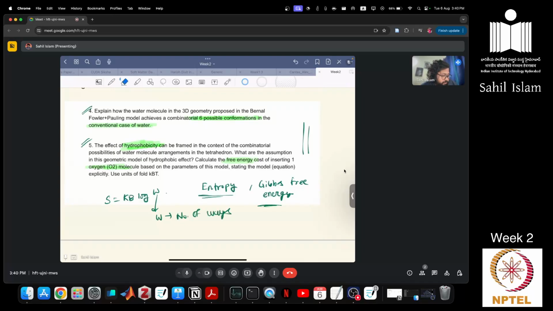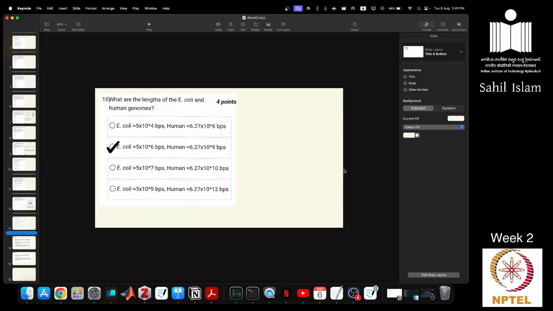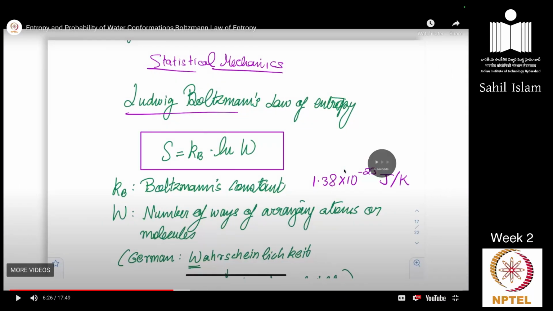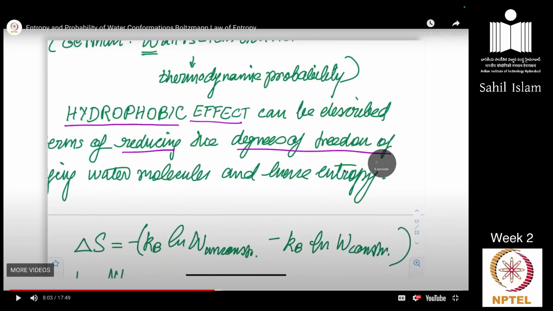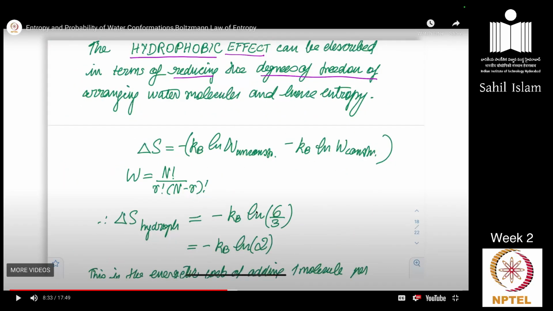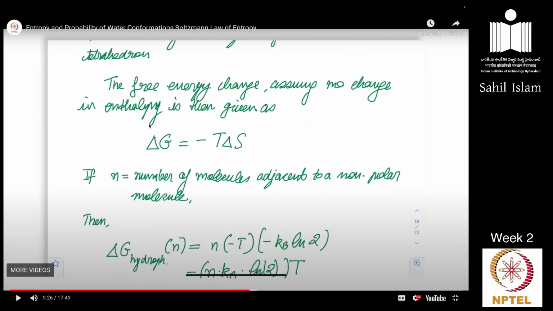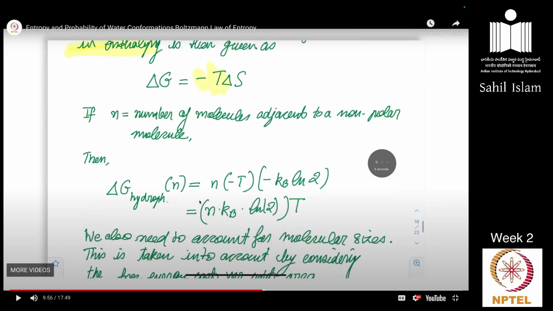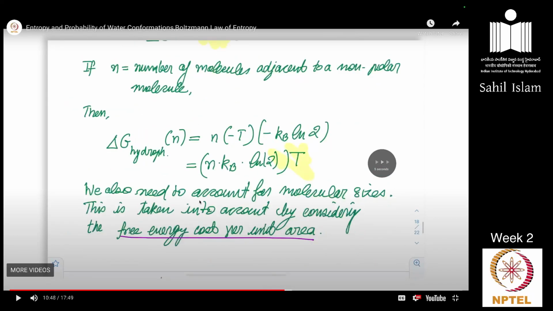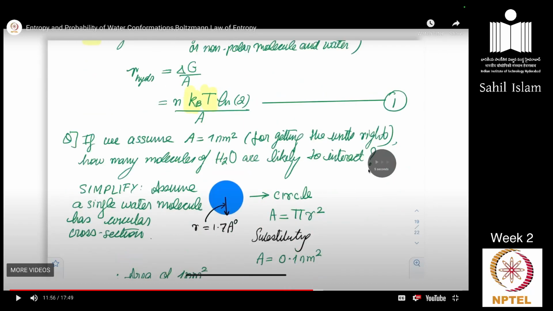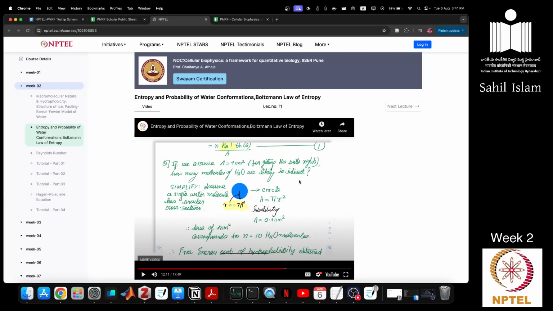Number of ways molecules can be arranged. You have to calculate W for both cases, without the oxygen and with the oxygen, and you get this difference, Kb log omega. From this difference you can calculate delta S, and from delta S you can calculate delta G and show it in units of Kb. This whole problem has been done in the lecture series. You have to go to the lecture series.